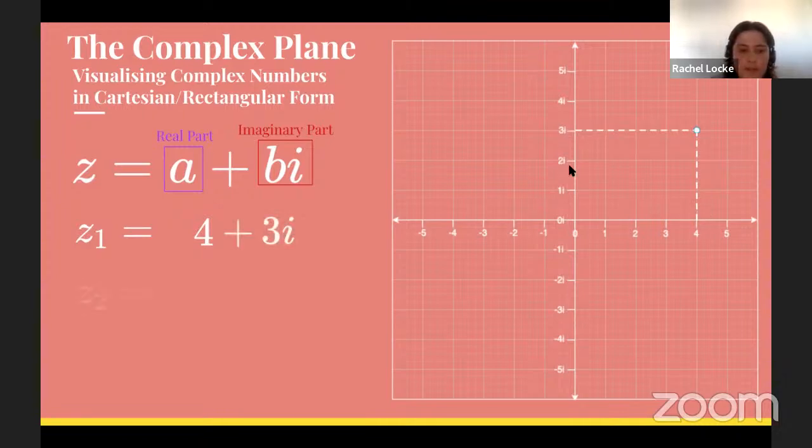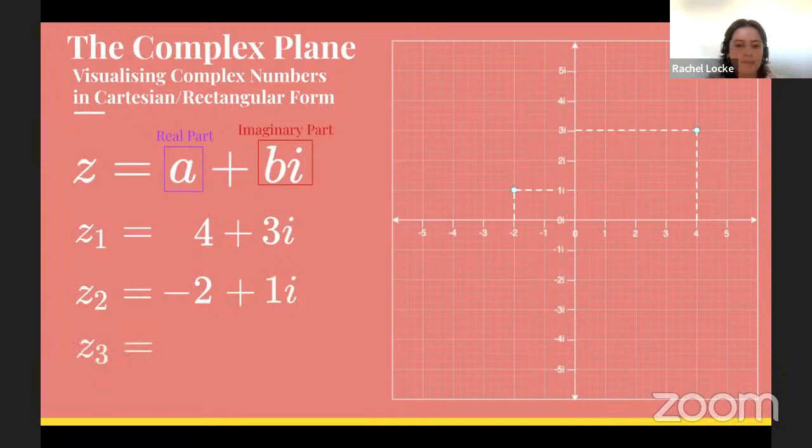Let's plot another complex number, Z2. This point has a real part of -2 and an imaginary part of +1i. Finally, let's plot a third. This complex number has a real part of 2 along the real number line and an imaginary part of -4 along the imaginary number line.